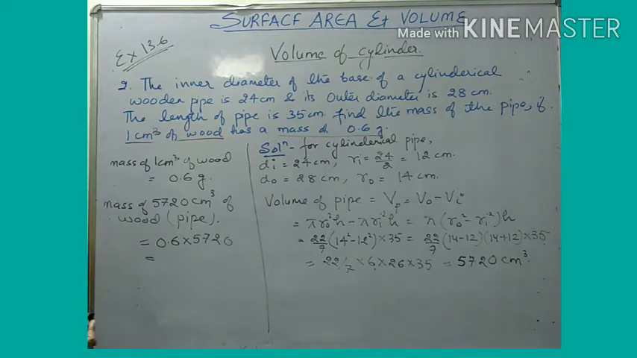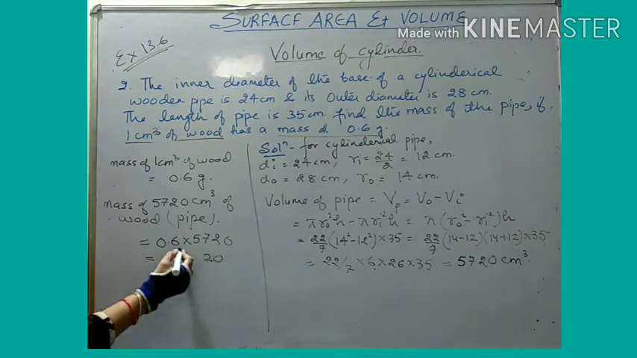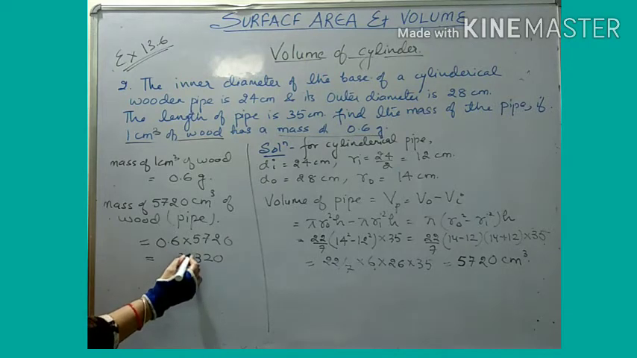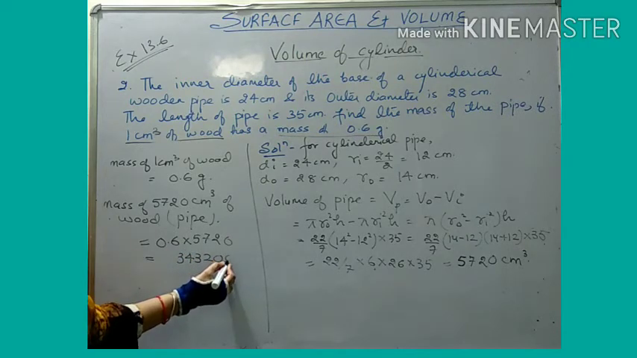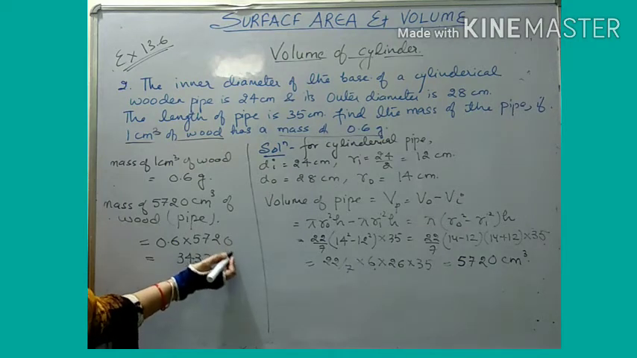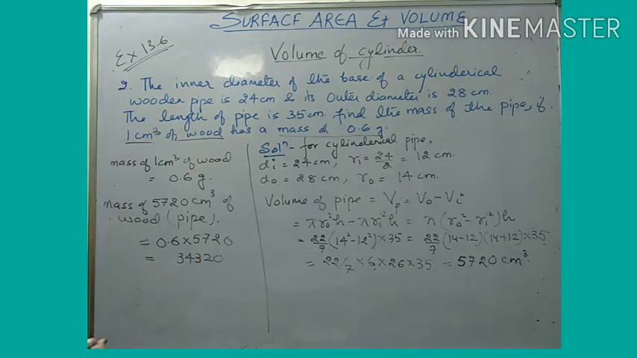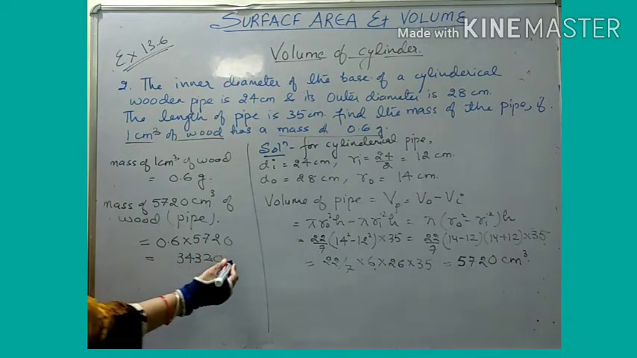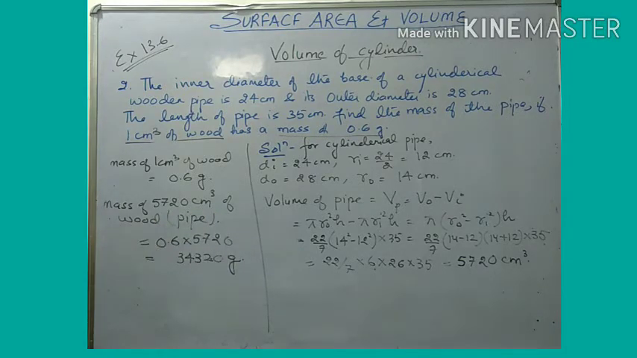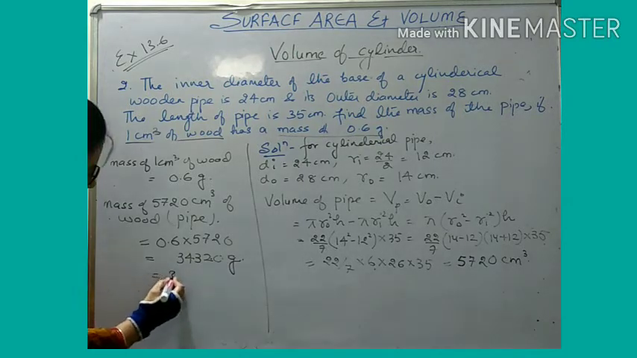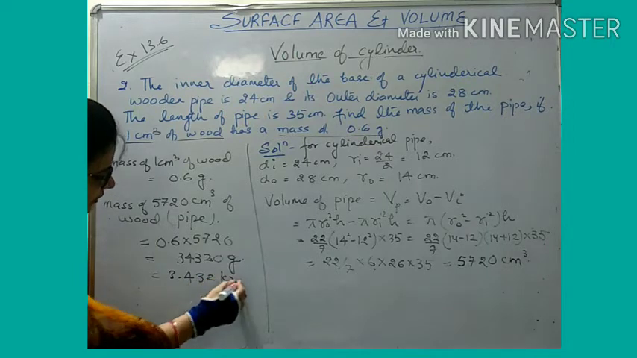So this gives the answer 34320. So it will be gram. कितना आ रहा है? So the answer will be 34320 grams, and in kg it will be 34.32. So 34.32 kg.